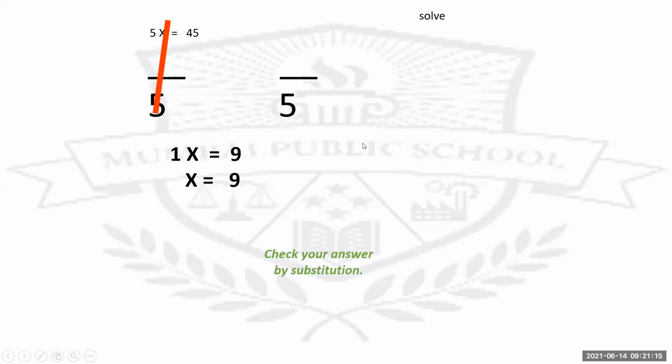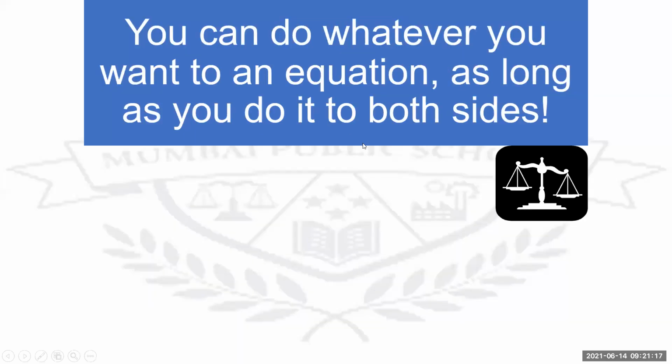Check your answer by substitution. Each time you need to check your answers by substitution. You can do whatever you want to an equation as long as you do it to both sides. So this is a very important statement. You can do whatever you want to an equation as long as you do it to both sides.